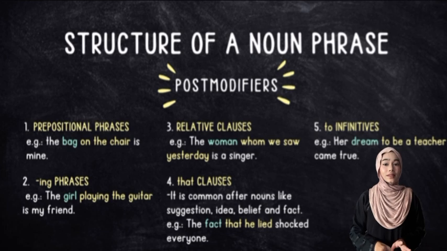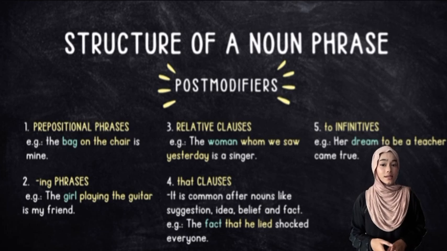The next one is relative clauses. These start with words like who, whom, which, or that. For example, the woman whom we saw yesterday is a singer. The clause gives more information about the woman.